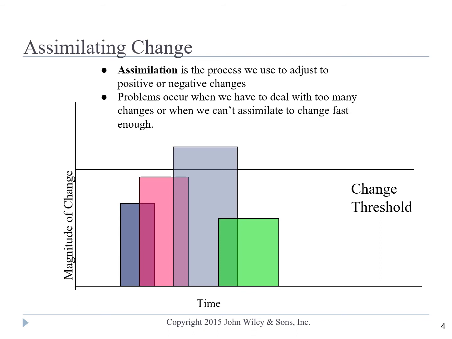There is a limit of how many changes at the same time we can tolerate and assimilate. And when a number of changes occur concurrently or one after the other, they may exceed the change threshold that each of us has. And of course, that threshold varies with different people.